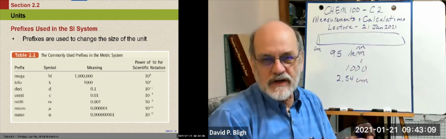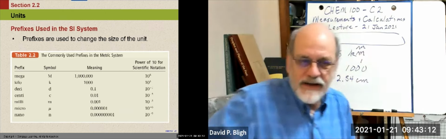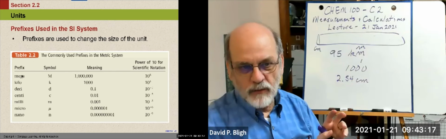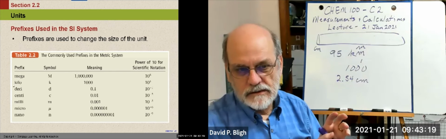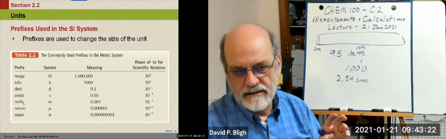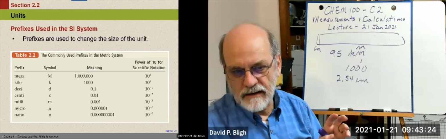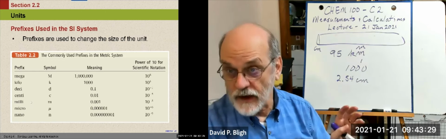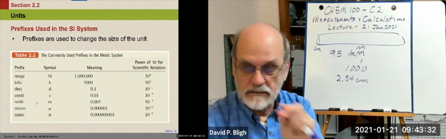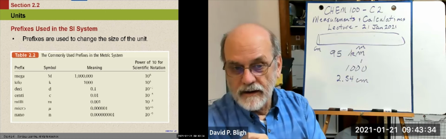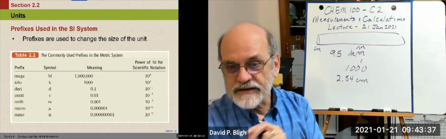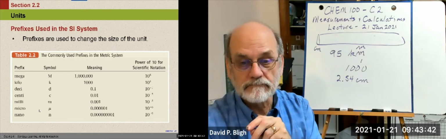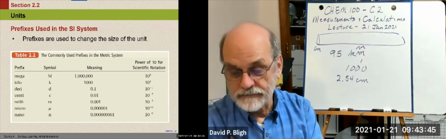These unit conversions are essential. You need to understand what these prefixes mean. I would focus on the kilo, the centi, the milli. Micro and nano are important also. So the milli is 1/1,000th of a meter. A micro is 10 to the minus 6th meter, or a millionth of a meter.